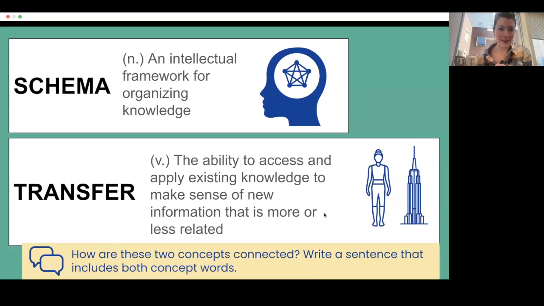But what I want you to try right now, so I've just introduced two key concepts to you, schema and transfer. I want you to think about how those concepts are connected. And I want you to write a sentence in the chat and include both of those concept words in your sentence. So just give that a try. And Sarah, I love that you're here. I'm going to ask you to just take a few seconds while folks are trying this out for themselves and write down a sentence, and then I'm going to have you share it with all of us.